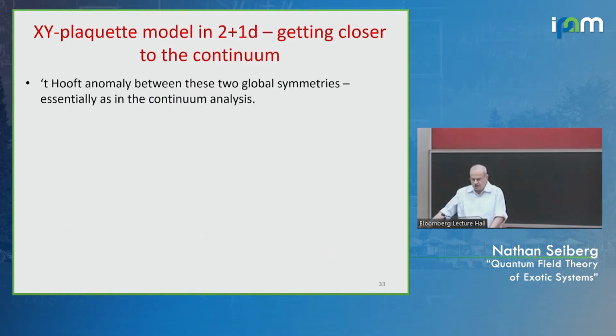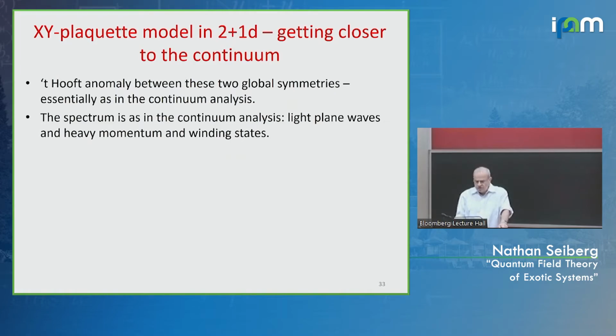These two symmetries have a 't Hooft anomaly, and the analysis is exactly as in the continuum, except that now everything is rigorous. It's a little bit more writing because we have to keep track of the links and the sites and all that, but it's a finite number of variables, so it's an open system. And the spectrum is just as we found in the continuum theory. There are light plane waves and heavy momentum and winding modes.